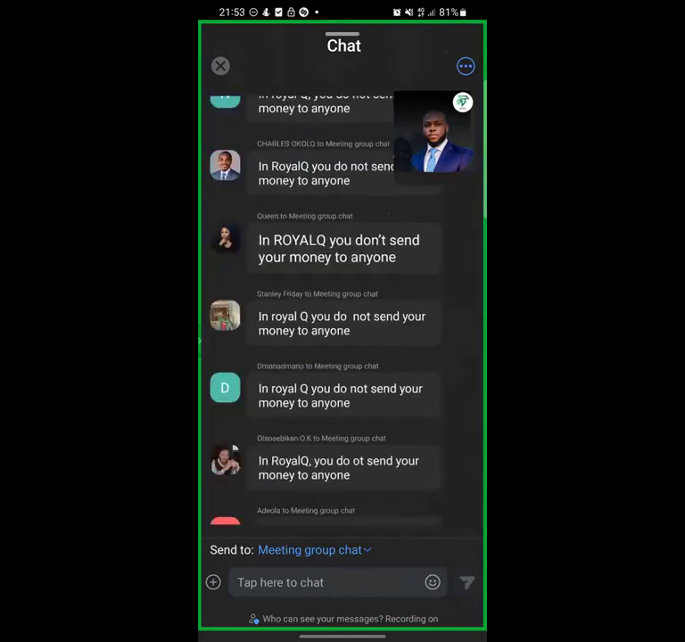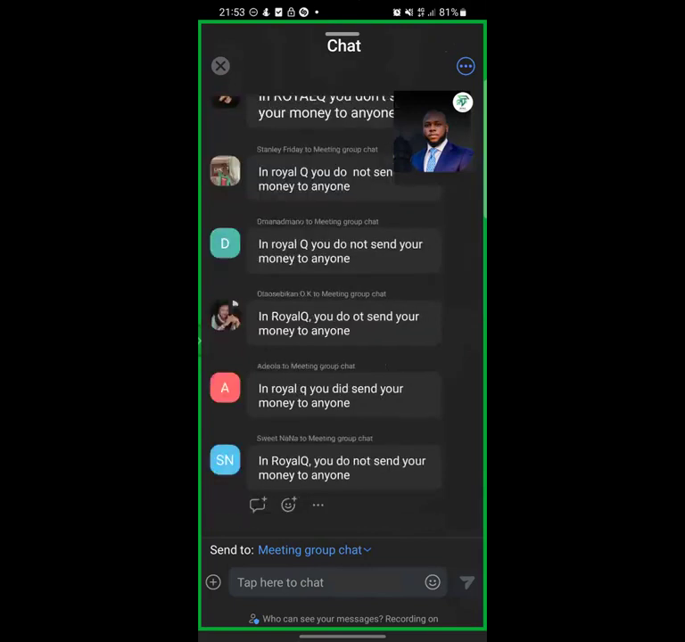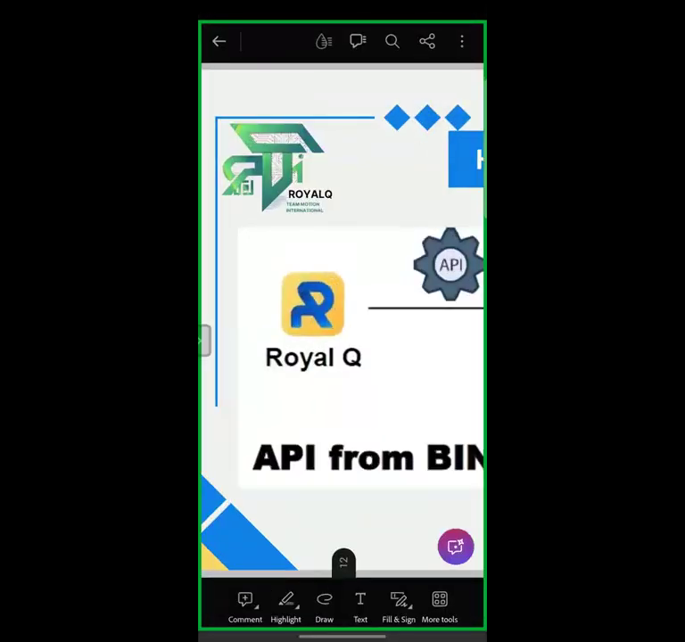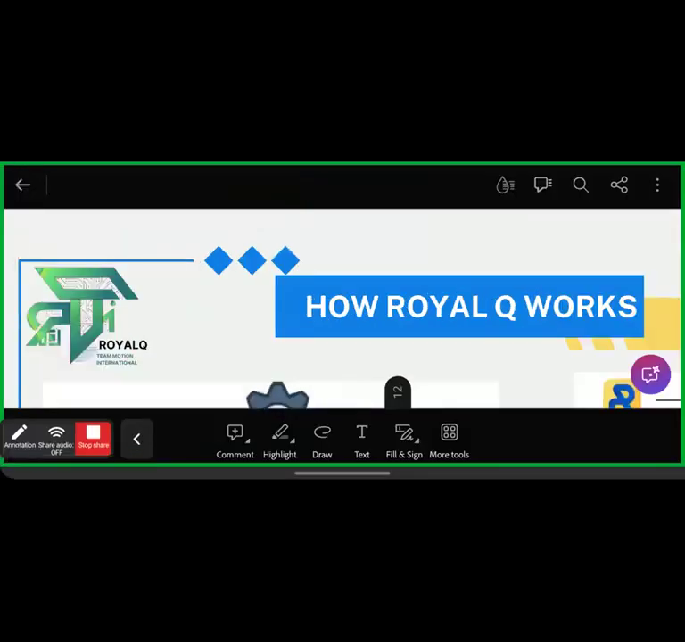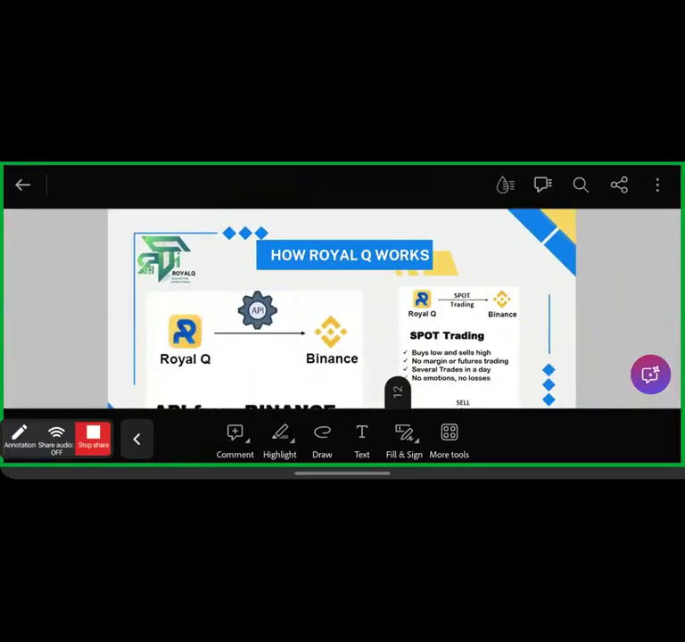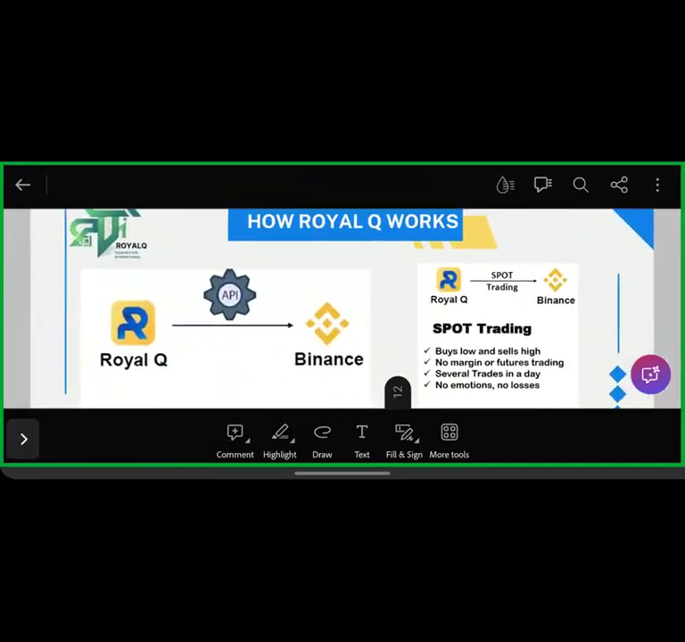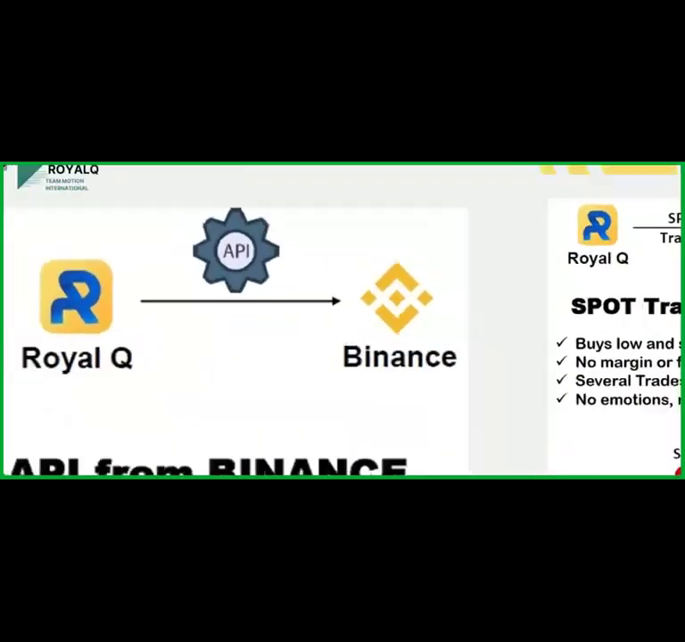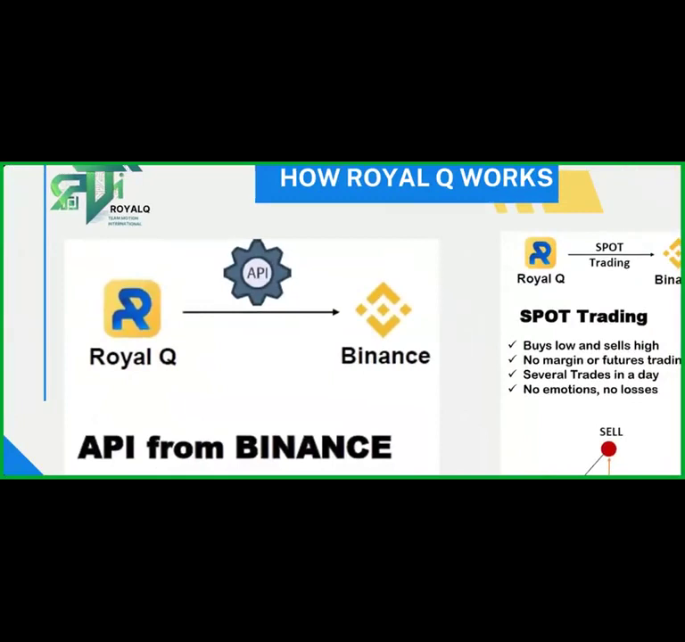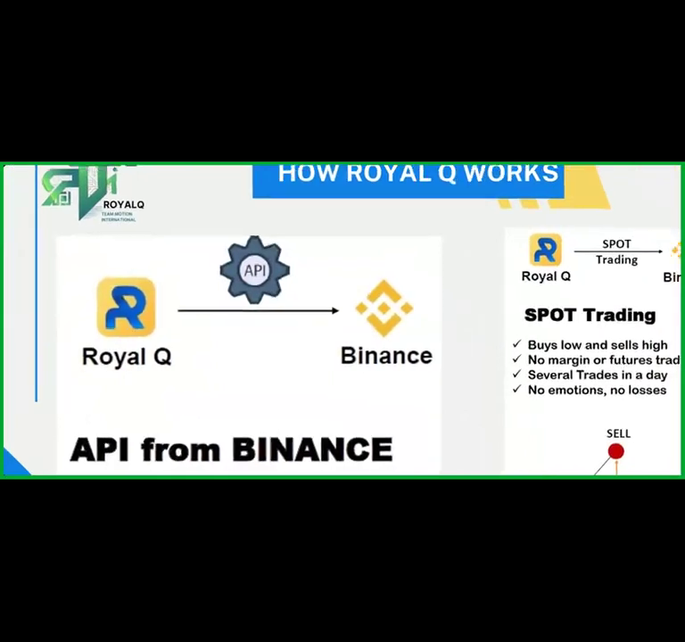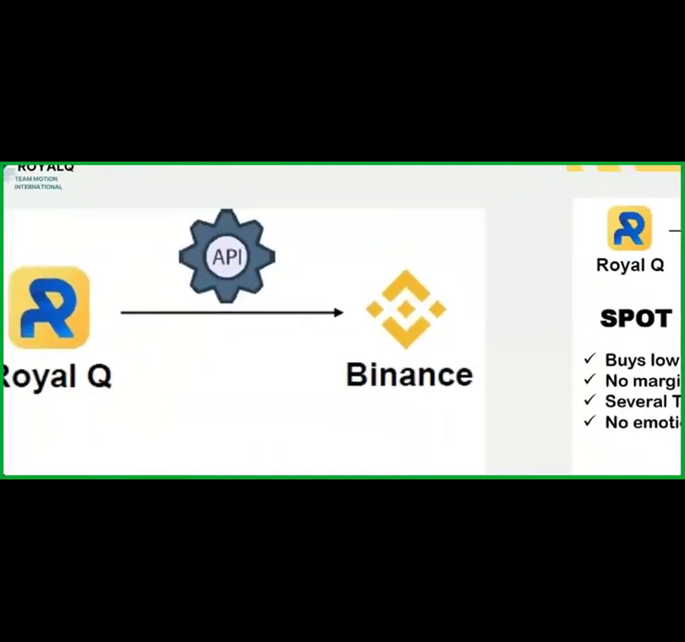In RealQ, you do not give or send your money to anyone. If you don't take anything away from all I've said today, take this one away. In RealQ, you do not send your funds to anyone. Now, as I was explaining, on the left, you have the RealQ bot. In the middle, you have the API. And on the right, you have your Binance, which in this case is your cryptocurrency, your digital bank account. This is where you keep your money. This is where you keep your capital.